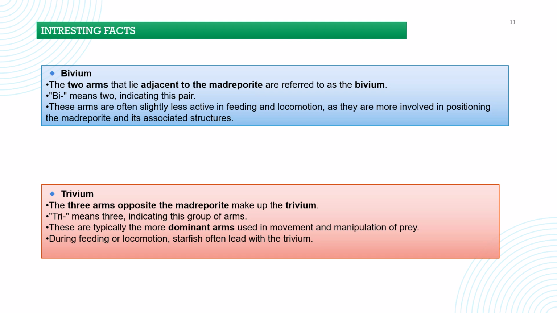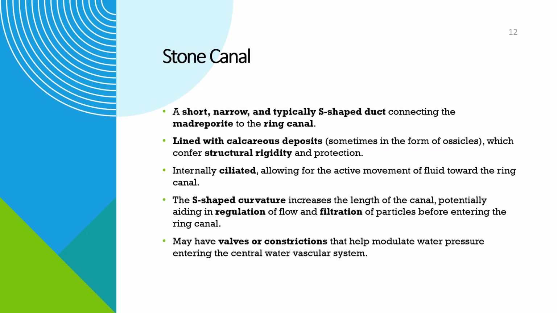The remaining 3 arms are called the trivium. These 3 arms are very active and are used in movement and manipulation of prey. Also during feeding or locomotion, the starfish usually uses the trivium rather than the bivium. So the most active is the trivium and the less active is the bivium because the Madreporite is present in that region.